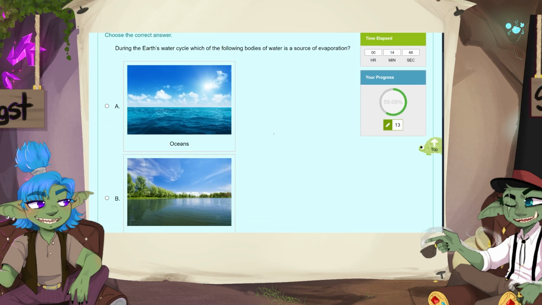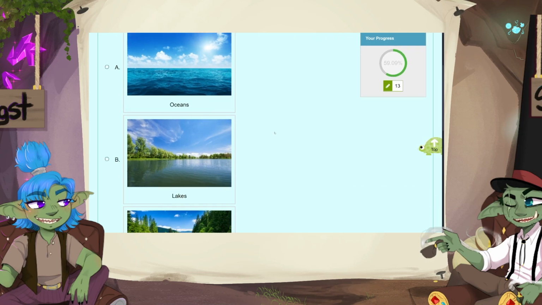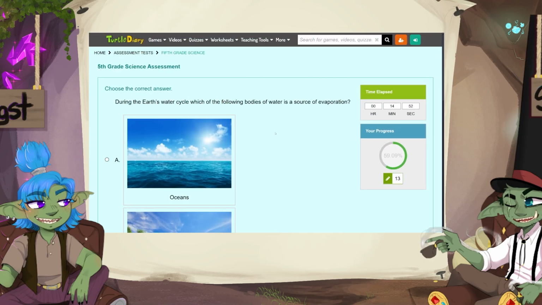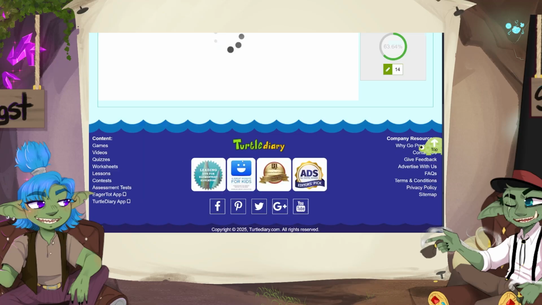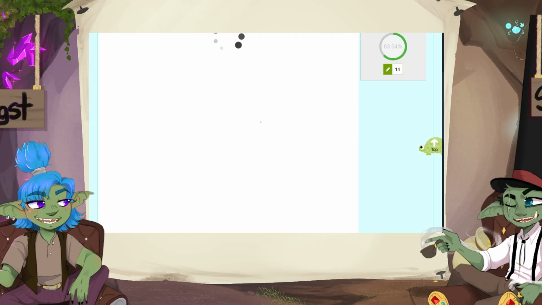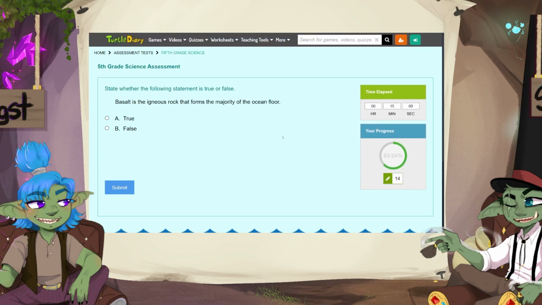During the Earth's cycle, which of the following bodies of water is the source of evaporation? Isn't it all of them? Yeah. Okay, I was gonna say. I was like, if it is just one, I might have been lied to when I was growing up. Yeah, like my entire life. Oh no.